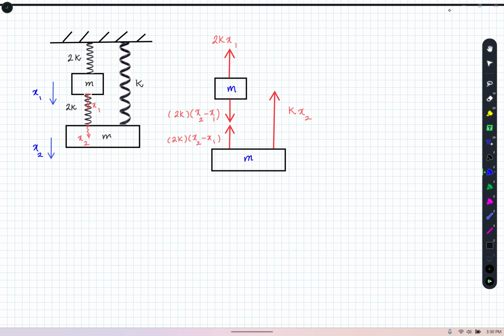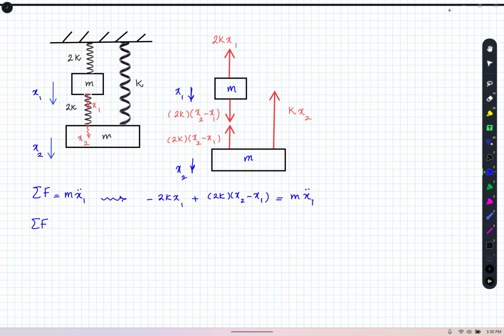The rest is just a story of writing the Newton law for the x double dot 1. Need to be careful about the direction of the coordinate that we choose. Here is x1 and here is x2. Therefore, I have minus 2k x1, and then I have plus 2k times (x2 minus x1) equal to m x double dot 1.